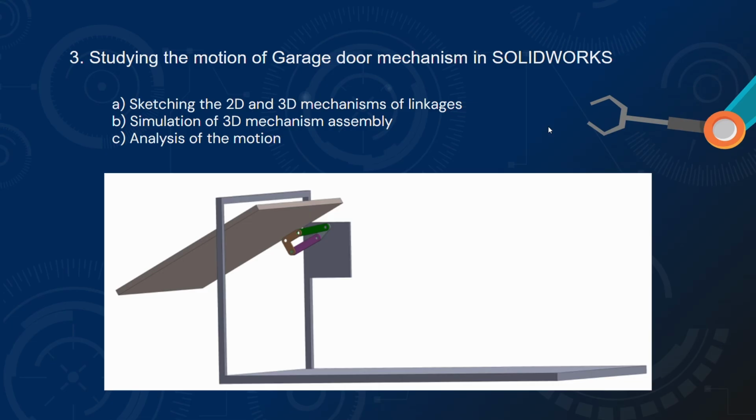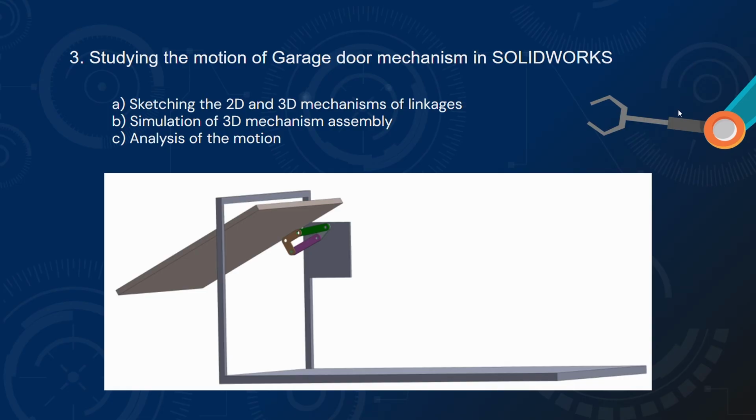Today, we are going to study the motion of the garage door mechanism in SolidWorks. First, we are going to make a 2D sketch of our required mechanism, and we are going to use that 2D sketch to create a 3D mechanism of the linkages. And next, we are going to simulate that 3D mechanism in assembly. And finally, we are going to do motion analysis of that 3D mechanism in SolidWorks Motion Analysis.